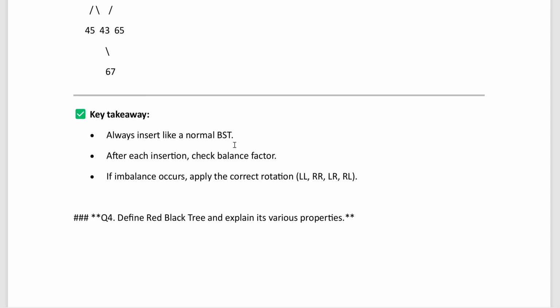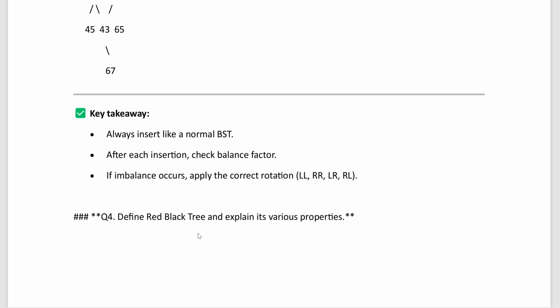So that's why we need to first try to insert the nodes using binary search tree. Then after insertion, we have to check the balance factor. If the tree is imbalanced, we have to make it balanced by performing the rotations. So if imbalance occurs, apply the correct rotation. You can apply any one of these four rotations, right?